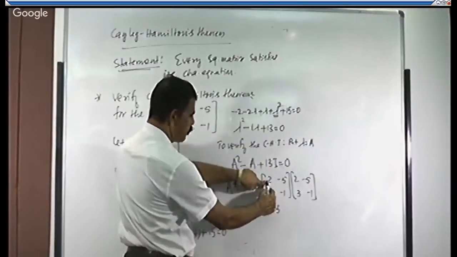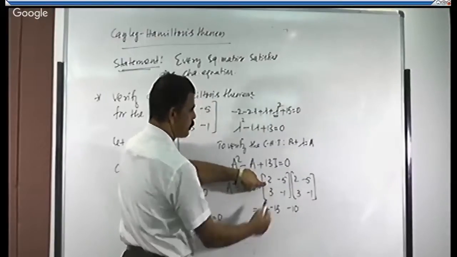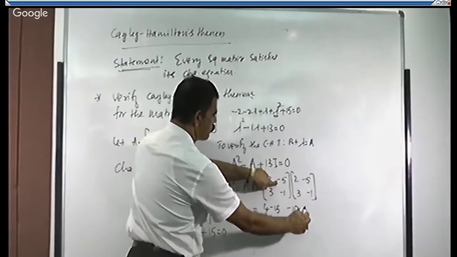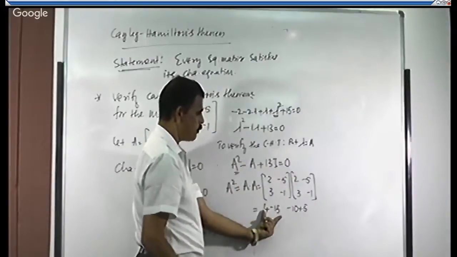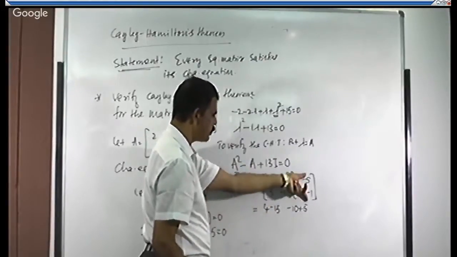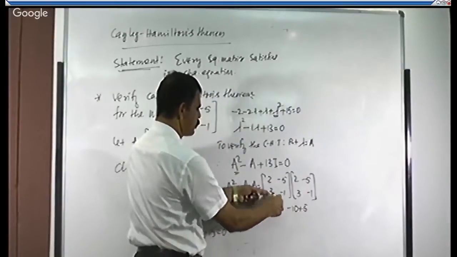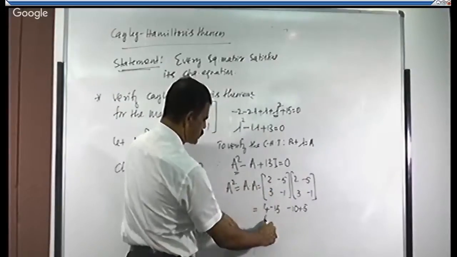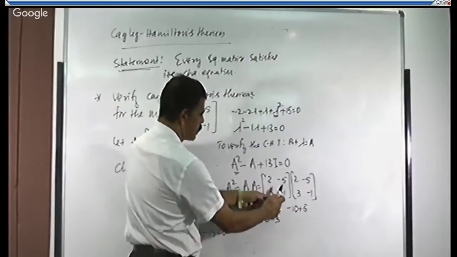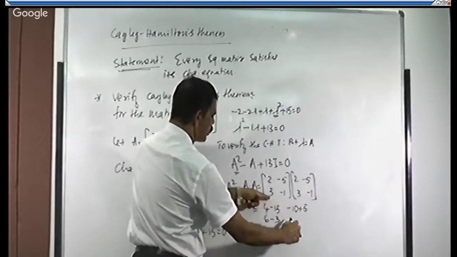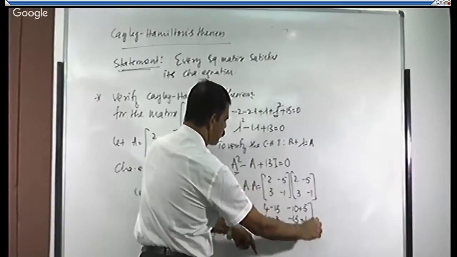Then take the same row, multiply with the second column. 2 into minus 5, it is minus 10. Minus 5 into minus 1, it is plus 5. First row is multiplied with first column, we have taken here. First row is multiplied with second column, we have taken in the first row itself. Then we should move to the second row. Second row into first column, 3 2s are 6. Minus 1 into 3, it is minus 3. Second row, second column, 3 into minus 5 is minus 15. Minus into minus plus 1 into 1 is 1.